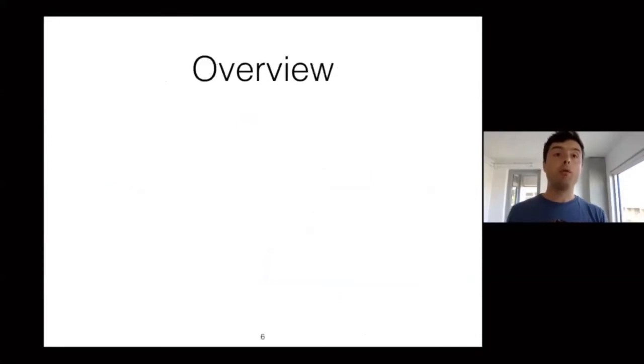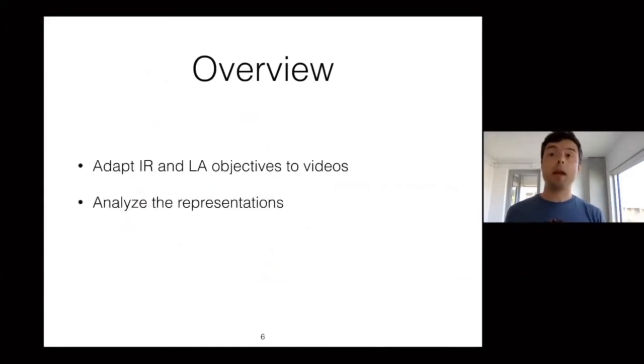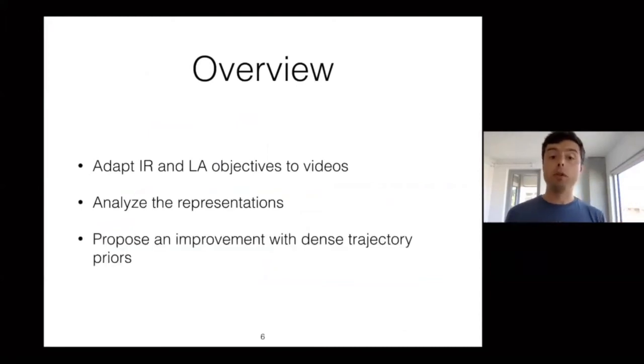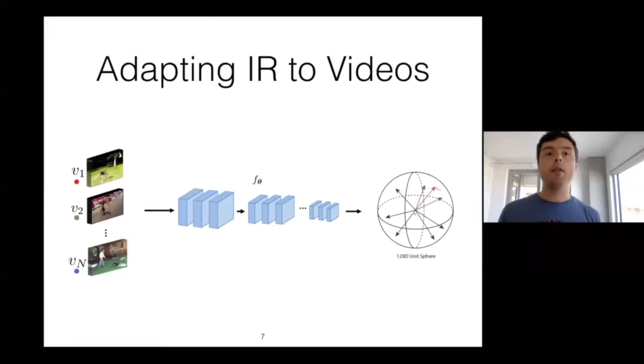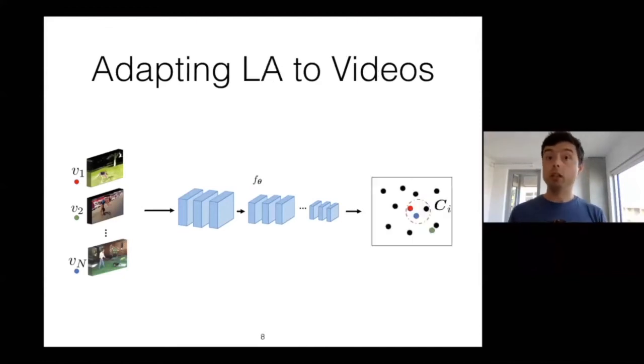In this work, we first attempt to adapt the instance recognition and local aggregation objectives to the video domain, and then analyze the resulting representations and propose improvements which utilize depth trajectories to better capture the motion information in videos. The objective part is actually really simple. Since this objective is so generic, all we need to do is replace the input images with videos and the two-dimensional CNNs with their three-dimensional counterparts. Both for instance recognition and for local aggregation, the actual objective function remains the same.